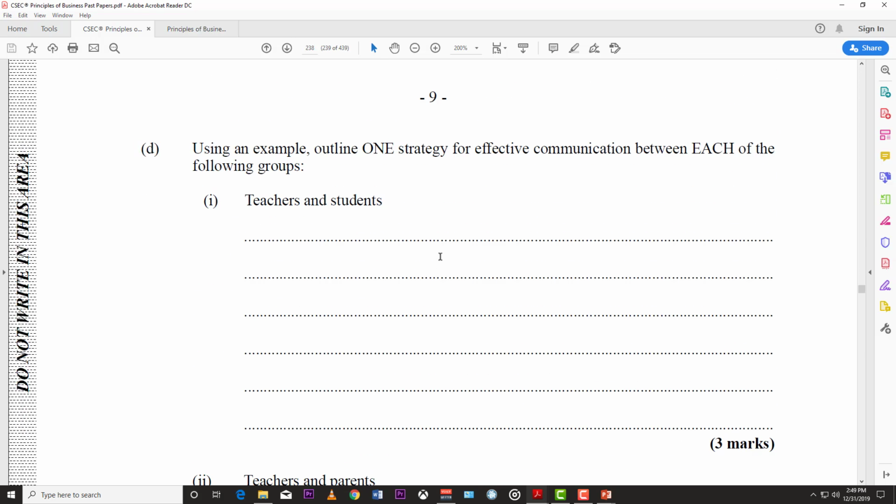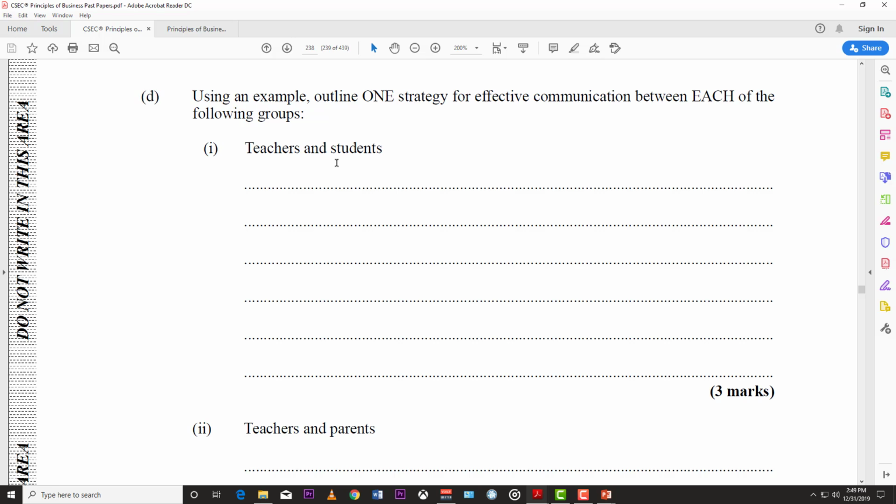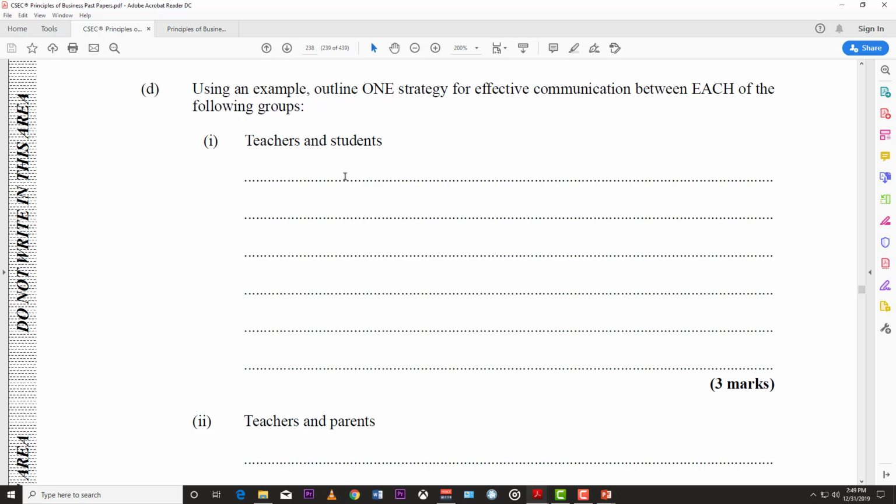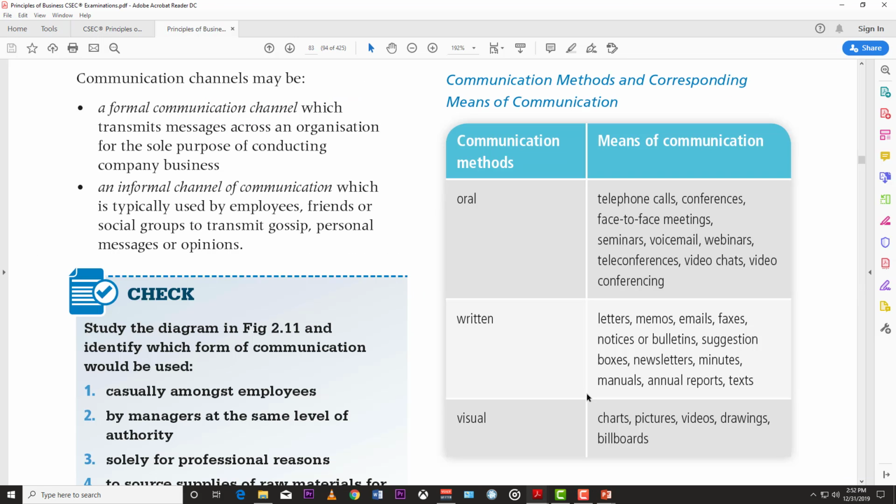Next one. Using an example, outline one strategy for effective communication between each of the following groups: teacher and students, and then teacher and parents. Now, these things can be kind of subjective, so it's just what you deem to be effective. Alright, so let's look at some examples of communication strategies. You have a number of communication methods. You have oral, you have written, you have visual.